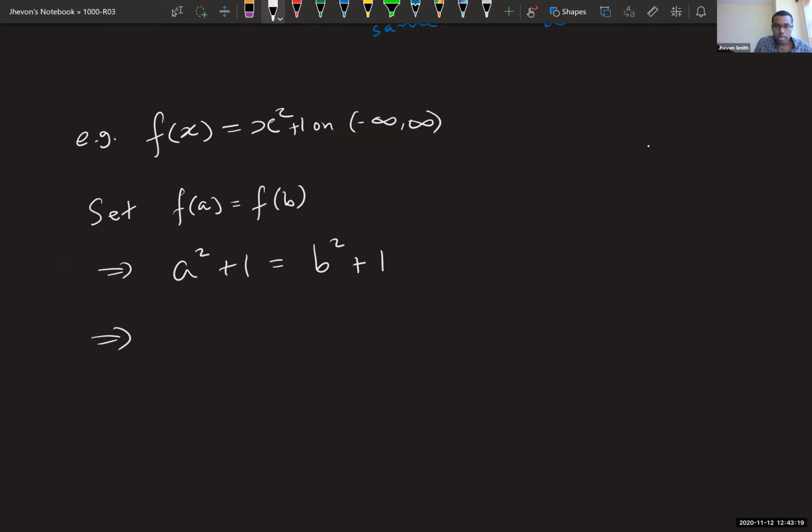Now I want to simplify this equation. I can subtract 1 on both sides, and so I would get A squared must be equal to B squared. Now to actually solve this, I would take the square root of both sides, but we do know that when we do that, we get a plus or minus, and that is a problem.